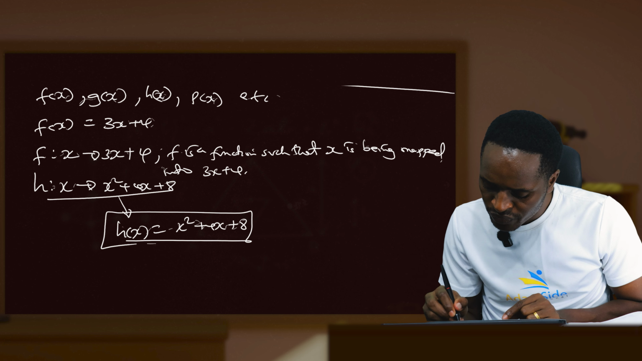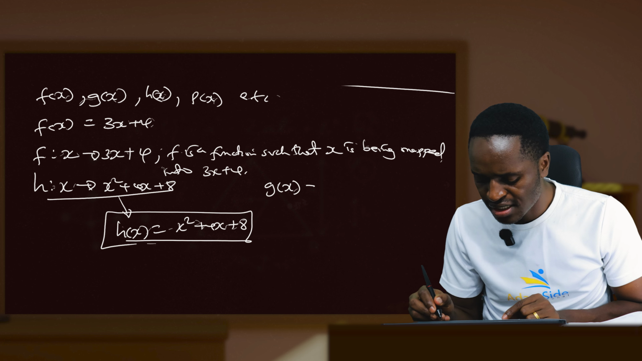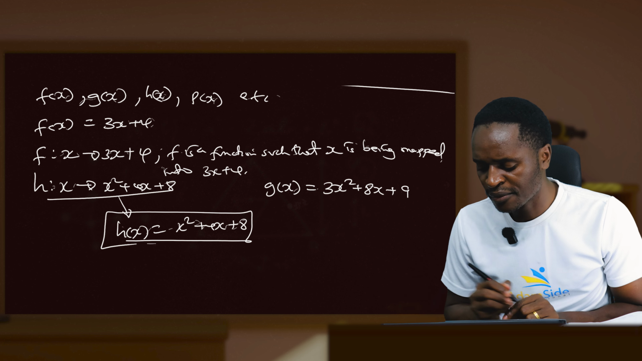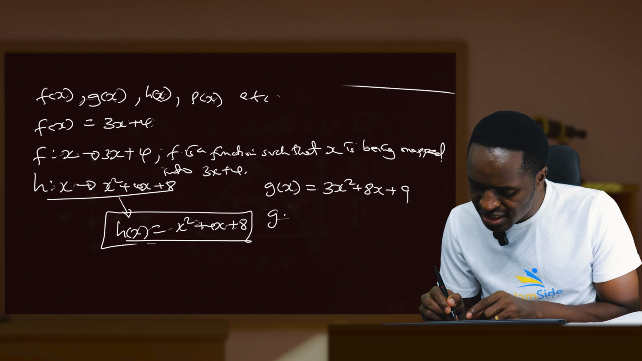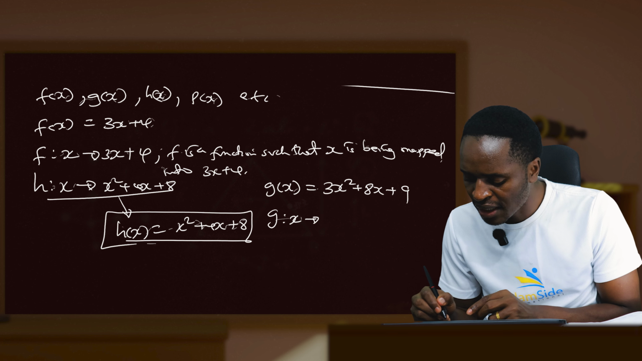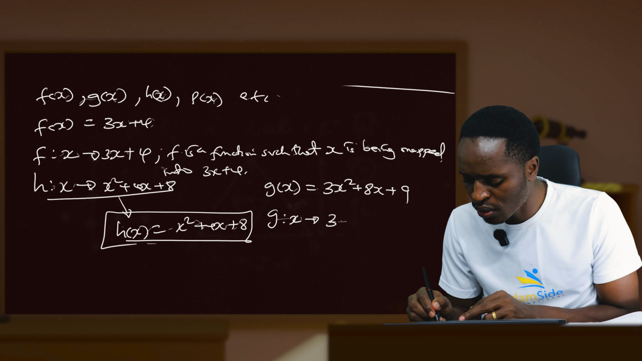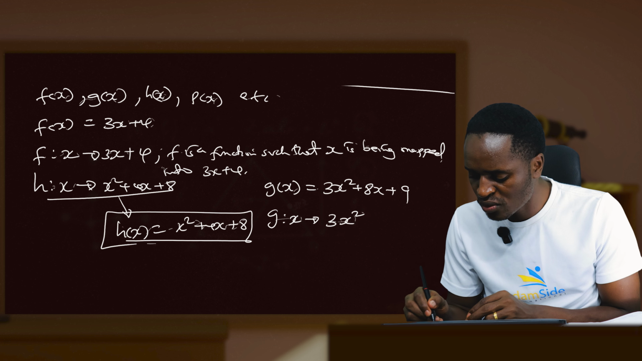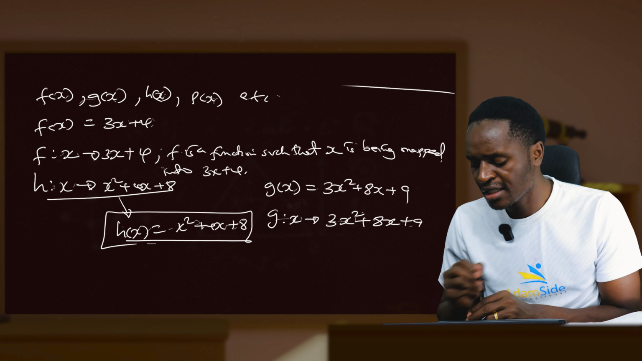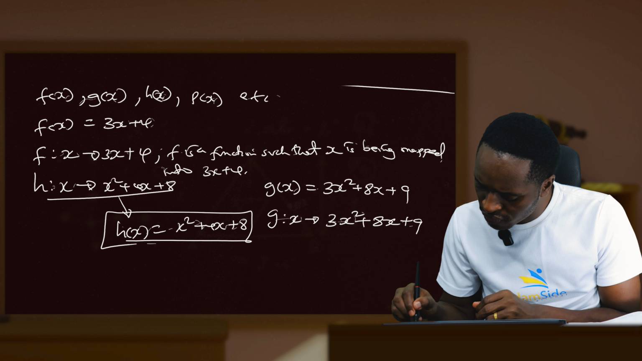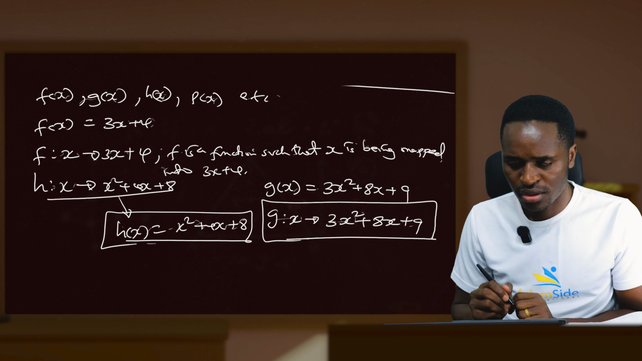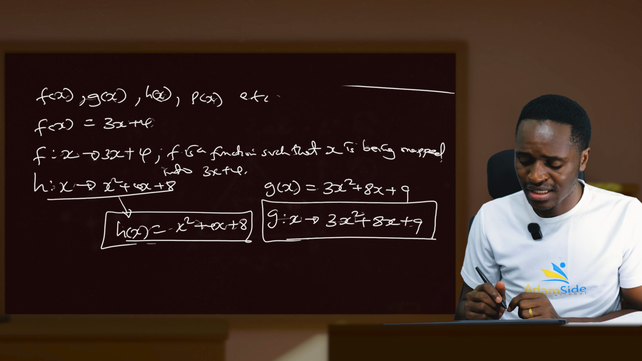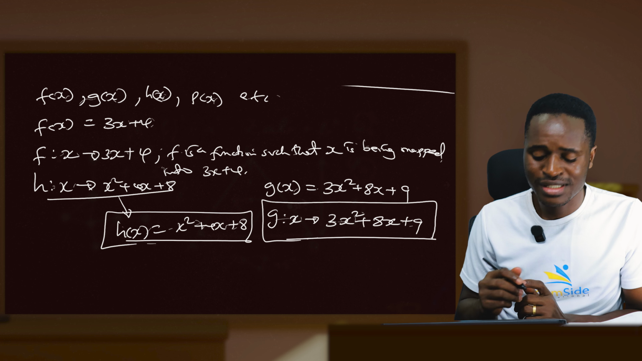Or you can say g of x is a function so that 3x squared plus 8x plus 9. And then the same thing can as well be written as g is a function so that x is being mapped, shown by arrow, into 3x squared plus 8x plus 9. All of this, they mean exactly the same thing. So it's not something that you need to be confused about.